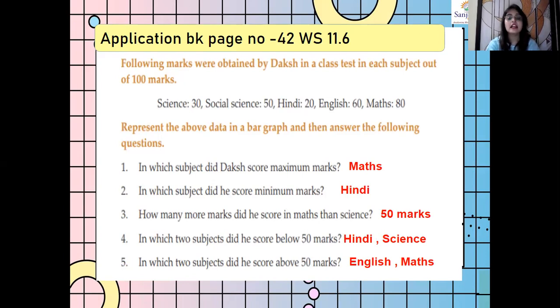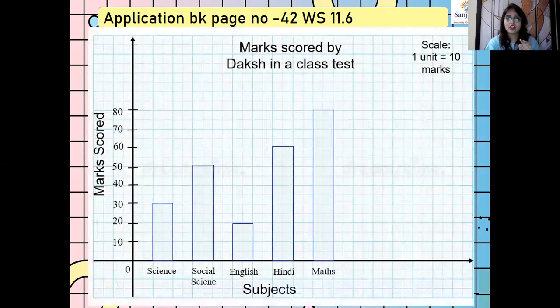So these answers, children, you can write in your application book as there is space there. Or else if you don't have your application book, you can write them in your notebook. So in this way we have completed the sum on bar graph of your worksheet 11.6, page number 42.